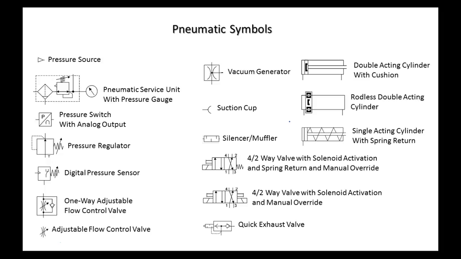Okay, guys, so let's look at some of the symbols. The first symbol, the arrow pointing toward the actuator, that's your pressure source, right? And then we have what we call a service unit. A service unit has different symbols, but it contains more than one unit. Of course, this is a symbol for a filter. This is a pressure control valve, right? And then, of course, this is a gauge.